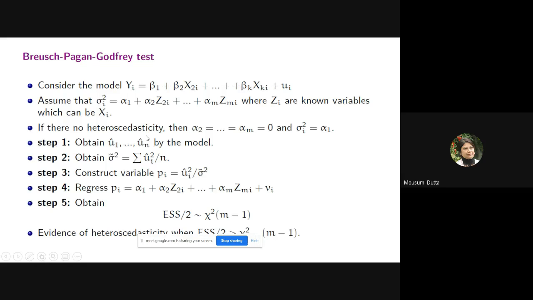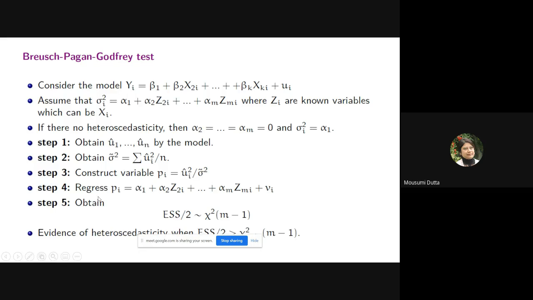If there is no heteroscedasticity, that is homoscedasticity, in that case all these alpha 2 to alpha m in the sigma i square equation will be equal to 0, and sigma i square will be the constant alpha 1 of this model, which indicates homoscedasticity. So if the null hypothesis is accepted, sigma i square is equal to alpha 1, or these alpha 2 to alpha m values are statistically insignificant.